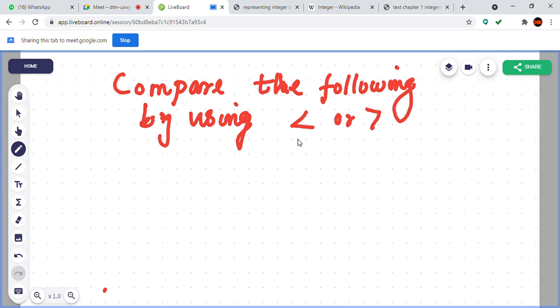All of you know how to read this symbol. This first symbol is less than and the second symbol is greater than. Less than just looks like an L. If you tilt the L shape a little more, that is looking as L. So it is the less than symbol.